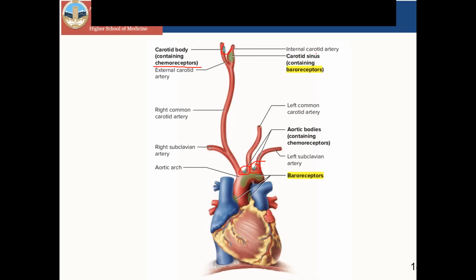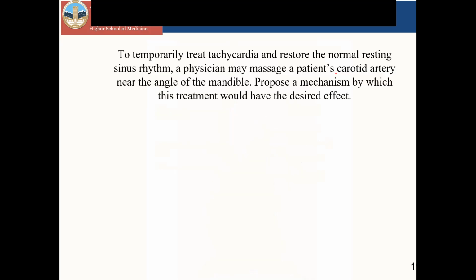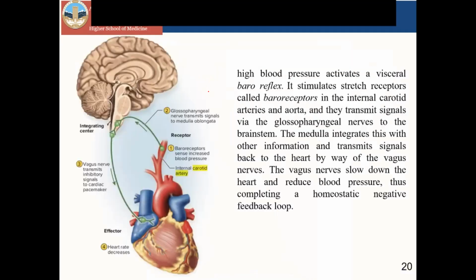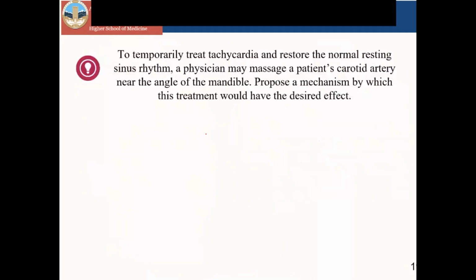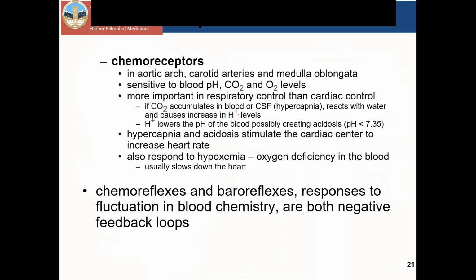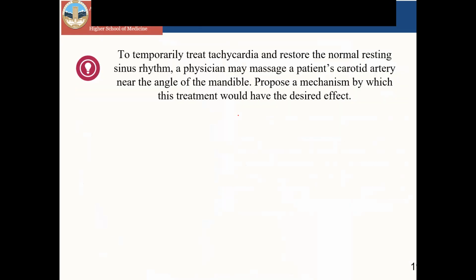For us now, the baroreceptors are more important because they are connected directly with the vagus nerve and sympathetic nerve reflex. Here: treat tachycardia and restore the normal resting sinus rhythm. Propose a mechanism by which the treatment would be effective. We haven't time for this, guys. It's an easy question. Or maybe we discuss it. Okay, we discuss it.